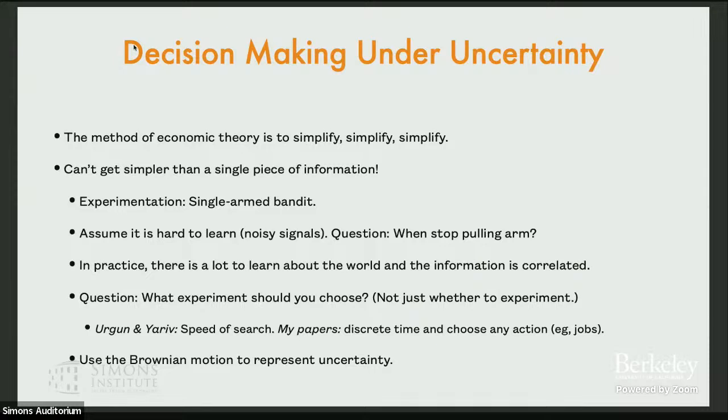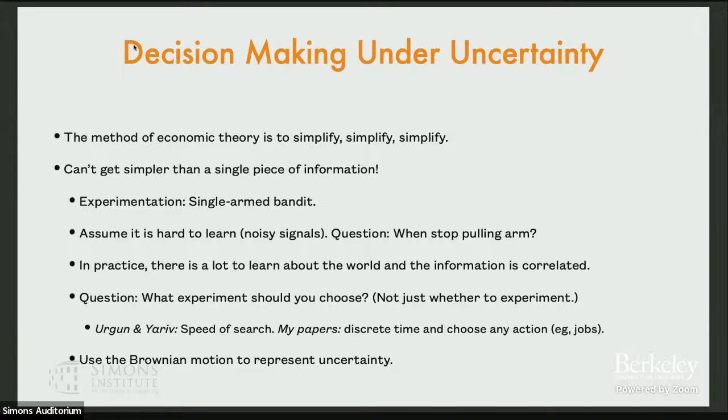So John and Yari's paper is great. They use the Brownian motion, this continuum of correlated random variables, and they focus on continuous search. And they get the question of not only when do you start, when do you stop, but what the speed is that you're going to experiment to learn across these arms. In some of my work on experimentation, I focus on discrete time, and I allow the experimenters to choose any action in the real line they want at any time.